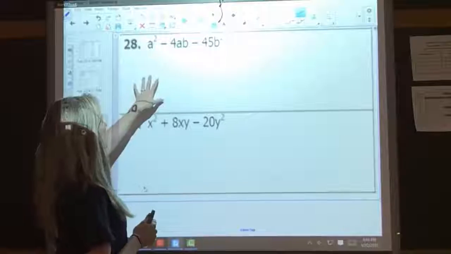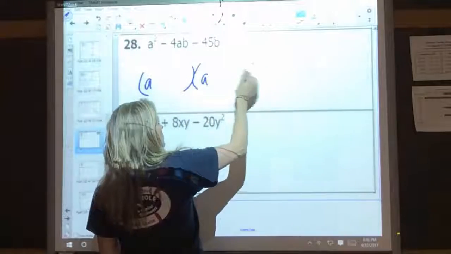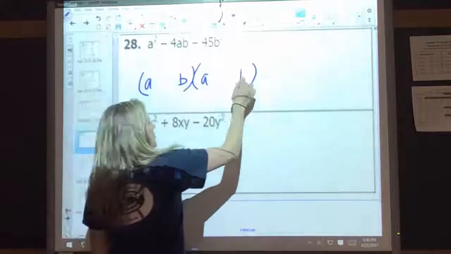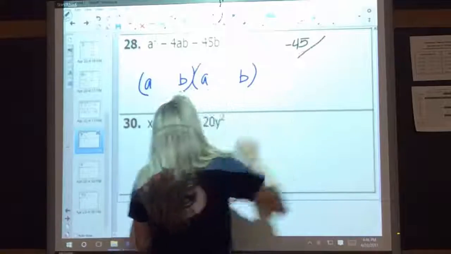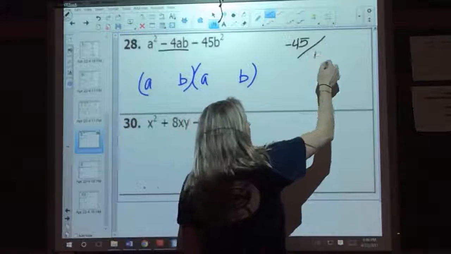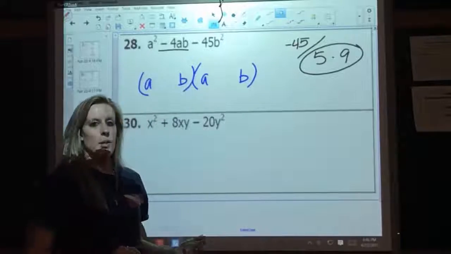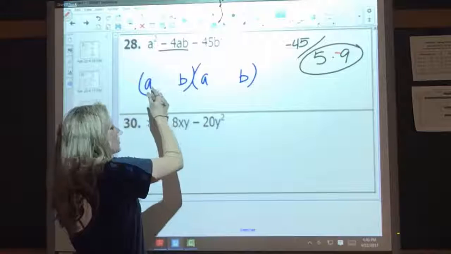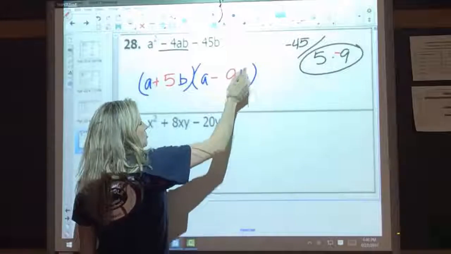So on 28, you should have gotten a times a to get a squared at the beginning, and then for the last term, b times b. Okay, so you should have found the factors of negative 45, and the two factors that'll add or subtract to give you a negative 4 would be 5 and 9. Okay, and to get a negative 4, we need our bigger number to be negative, so it should be negative 9 there. Okay, so you should have gotten a plus 5b and a minus 9b.